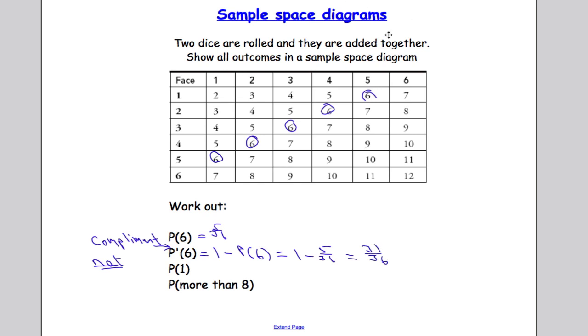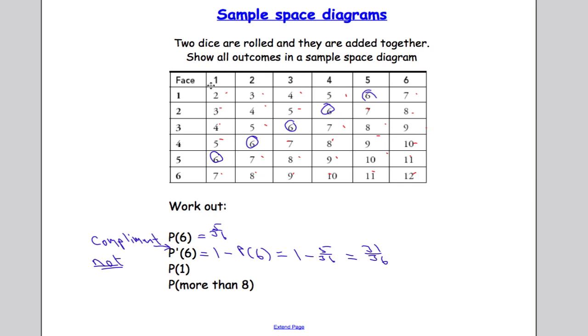And let's just confirm our answer. So let's just count these. 1, 2, 3, 4, 5, 6, 7, 8, 9, 10, 11, 12, 13, 14, 15, 16, 17, 18, 19, 20, 21, 22, 23, 24, 25, 26, 27, 28, 29, 30, 31. So that confirms our answer. There are 31 possible outcomes that are not a 6.